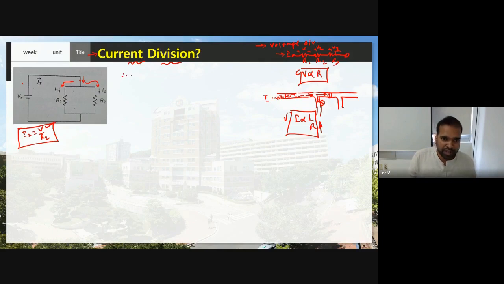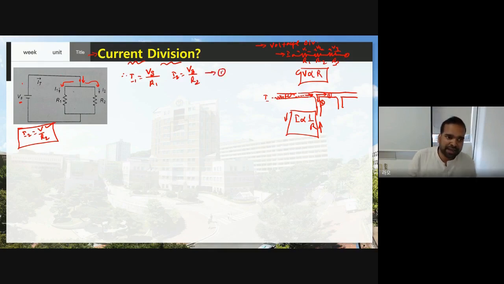For example, how can you find I1? You know R1 and R2 are connected in parallel, therefore the voltage is the same. What is the voltage at R1? Vs. The voltage at R2 is also Vs, because these two are connected in parallel. Therefore I1 equals V by R1, and I2 equals V by R2. Yes or no? Yes. Consider this our equation.